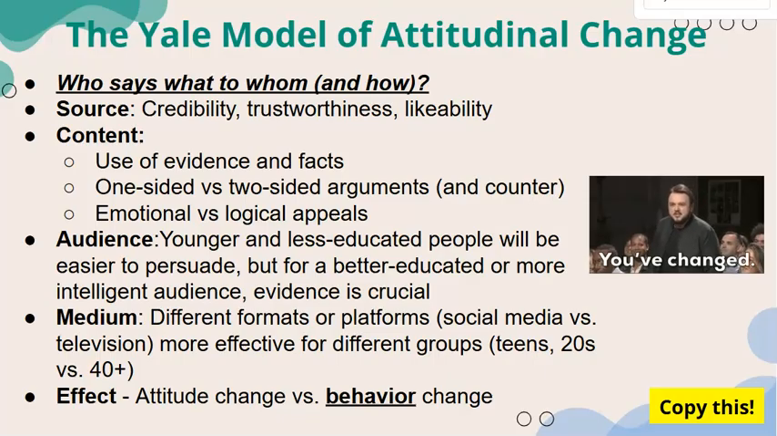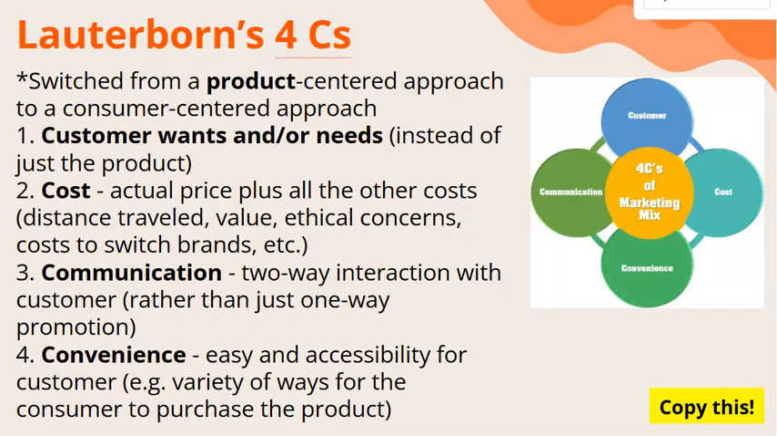So if the Yale model tells us how to change people's minds, Lauterborn's 4 C's, this is what's called a marketing mix model. So this is intended to give advice to advertisers, to firms, to figure out how exactly what they should be including in their advertisements. So there used to be something called the 4 Ps, and you'll see built into my description of the 4 Cs how Lauterborn's 4 Cs is an update to that. But in general, we were moving from a more product-centered approach. The 4 Ps were all about the product to a more consumer-centered approach, which is what the 4 Cs were all about.